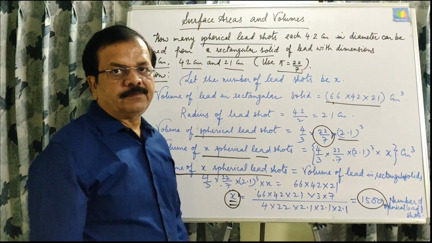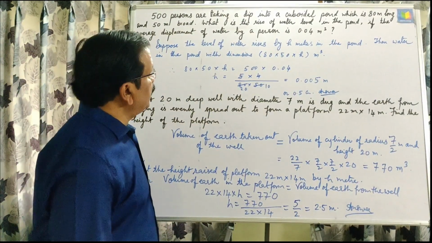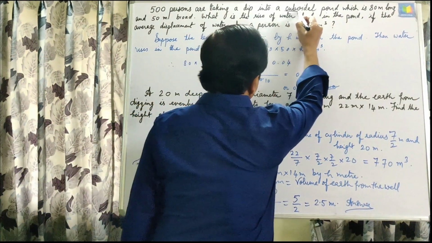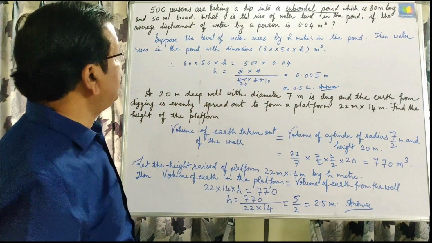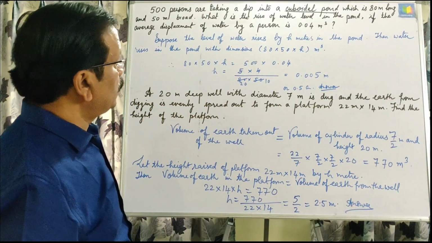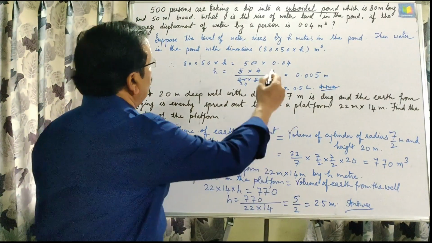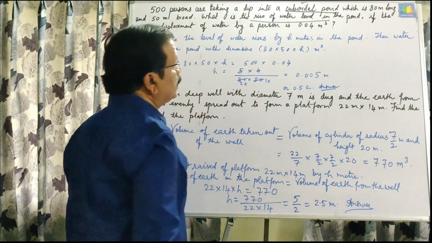Now the next question. 500 persons are taking a dip into a cuboidal pond. This is important, which is 80 meter long and 50 meter broad. What is the rise of the water level in the pond? After taking the rise of the water level, this volume will be covered.